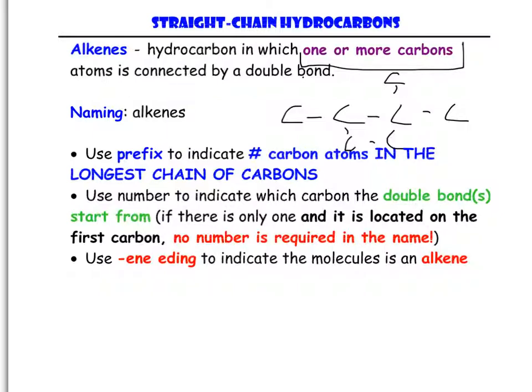You also need to use a number to indicate which carbon the double bond starts from. If there's only one and it is located on the first carbon, no number is required. Again, that's like often in chemistry when we just leave the one out. And then we have to use an -ene ending. As always, this might seem very confusing. It's a lot of different rules being thrown at you. But with practice, it starts to make more sense.